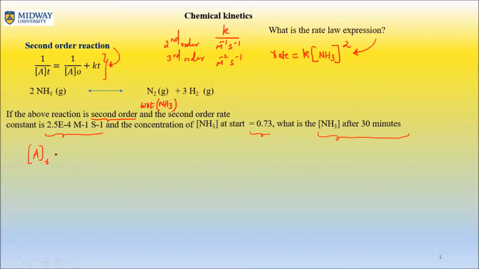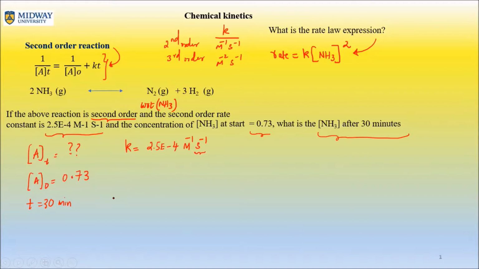This A_t is the concentration at a particular time. What we know is at start, concentration is 0.73, and time is 30 minutes. We'll get to that in just a second. And we also know k is 2.5 e to the negative 4. So we know all but A_t. But there's a catch here. The units of k are in seconds, whether it's minus 1 or not. Nevertheless, this is in seconds, this is in minutes. We got to convert minutes back to seconds.